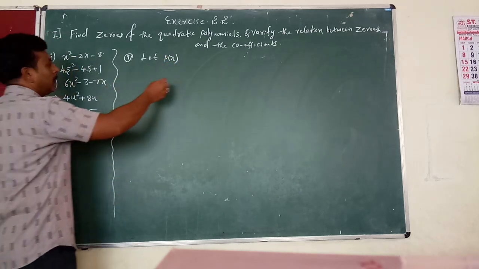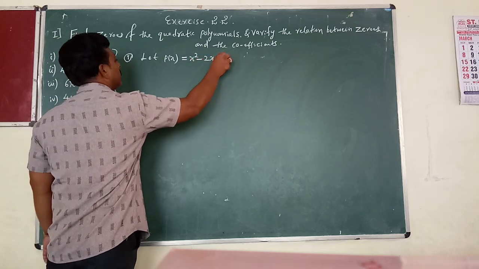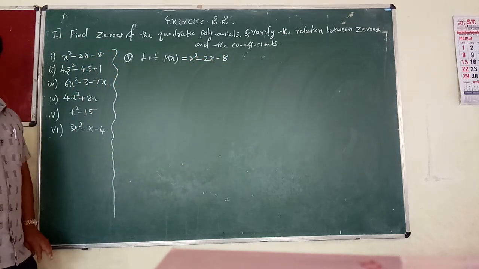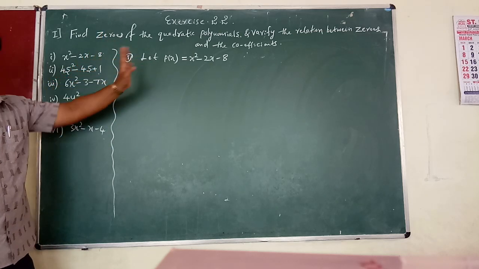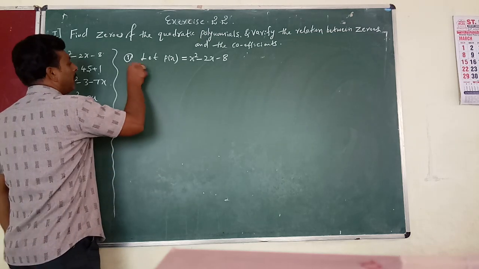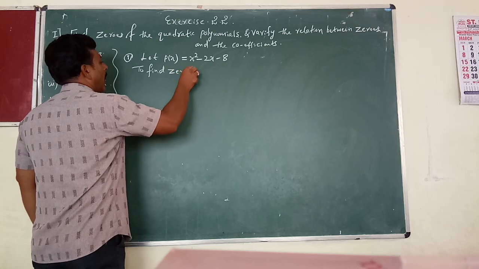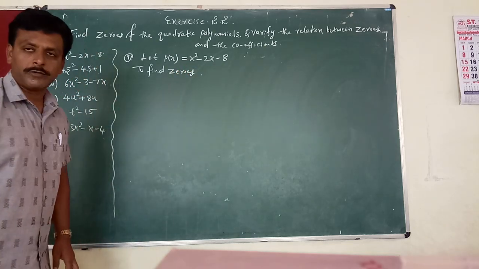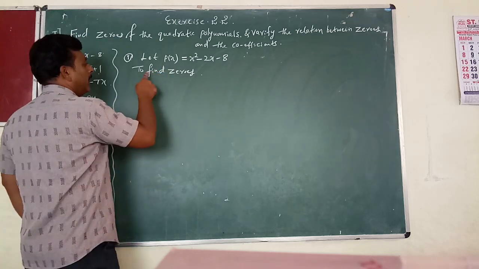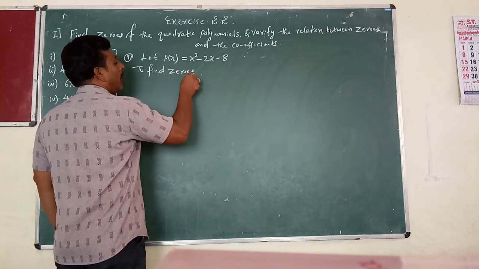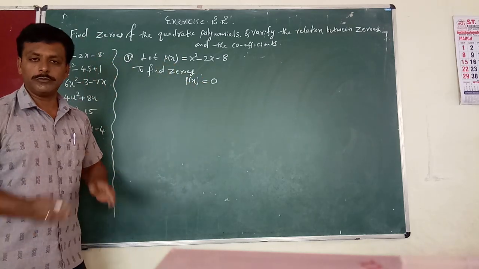They have given the quadratic polynomial P of x equal to x square minus 2x minus 8. This is the polynomial they have given. First we have to find the zeros of this polynomial. I told you, whenever you are going to find the zeros, you have to make the given polynomial equal to 0. So to find zeros, P of x we have to make equal to 0.